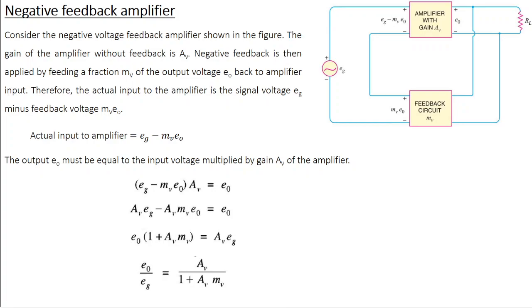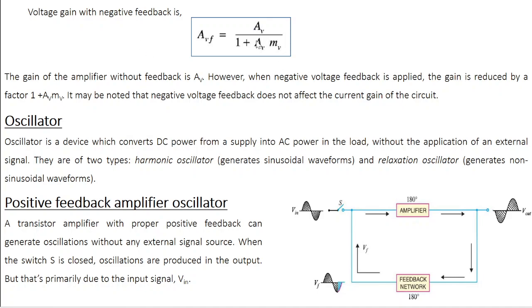So the voltage gain of a negative feedback amplifier is given by AVF equal to AV divided by 1 plus AV mV. So here the numerator is nothing but the gain of the amplifier without feedback, and you are dividing it by a factor 1 plus AV mV. So basically, in the case of a negative feedback amplifier, the gain is reduced by a factor of 1 plus AV mV. And the gain reduction is applicable only in the case of voltage gain. If you look at the current gain, it is pretty much unaffected by the negative feedback.